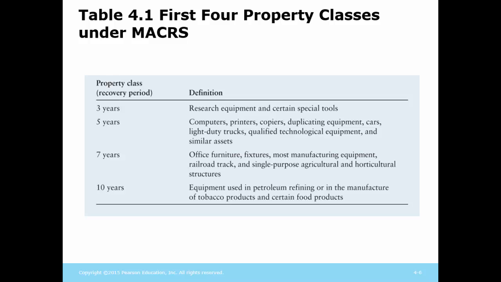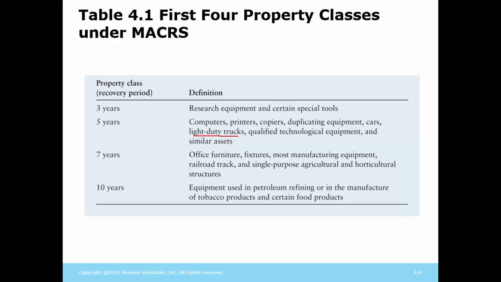So here are the property classes. A 3-year asset includes things like research equipment, things with very short lifespans. A 10-year asset would be more manufacturing types of assets. A light-duty truck is depreciated over 5 years. Cars, 5 years. Office furniture, though, is 7 years. So, again, you don't have to memorize this, but in the IRS code, you can look up and find what these property classes are to see where the new asset falls.